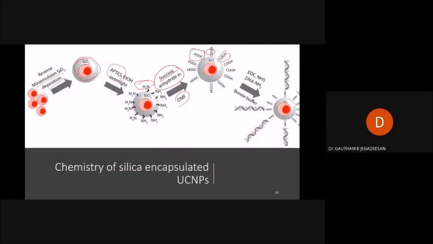When you use amine terminated DNA or RNA, the amine can go and attach with the acid by eliminating a water molecule. So you'll get an amide linkage there. You can link any kind of molecule.